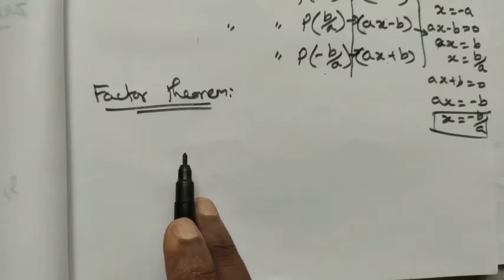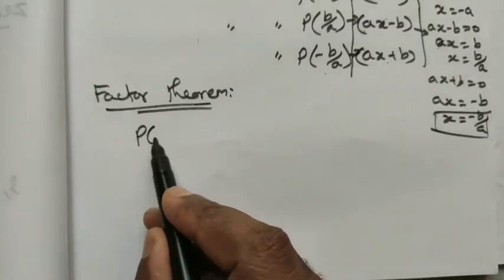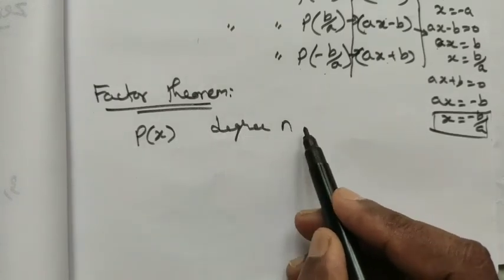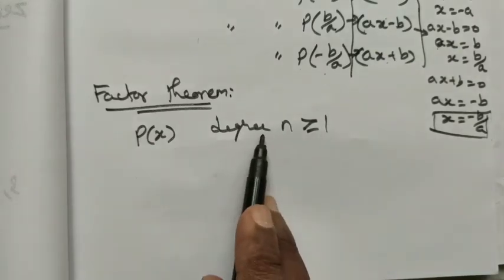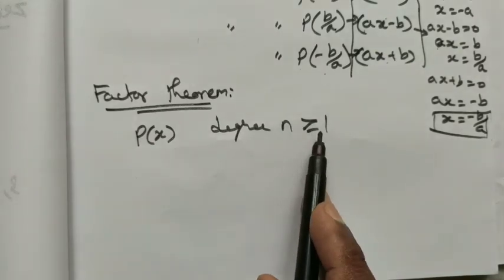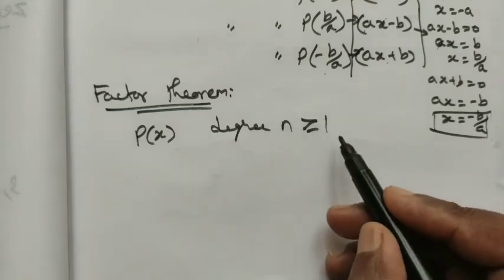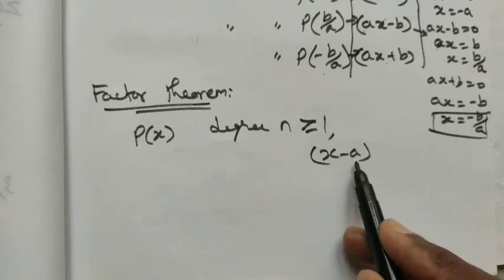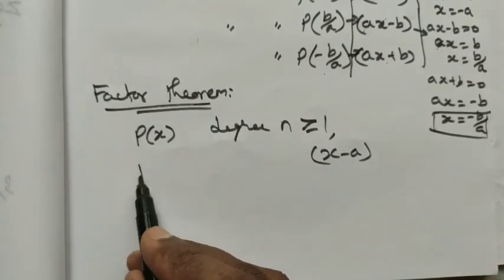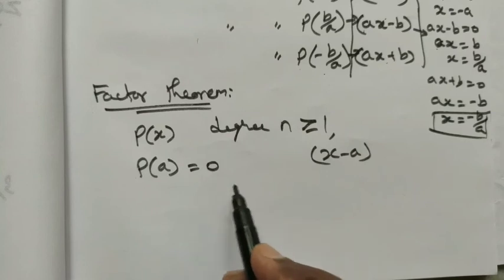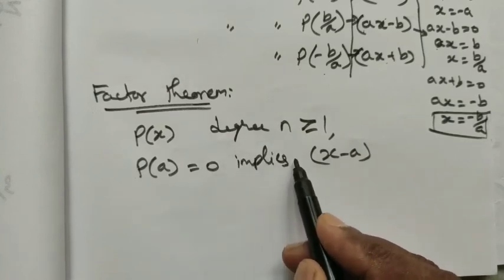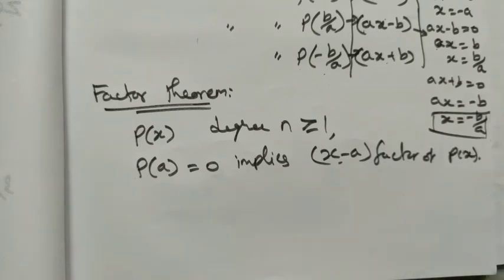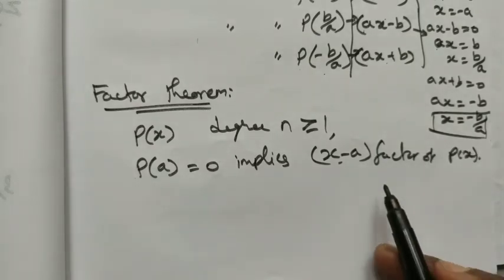Next we see the factor theorem. In the factor theorem also we have a polynomial p of x, and the degree of the polynomial, if we take it as n, is greater than or equal to 1. Then x minus a is a factor of this polynomial means p of a is equal to 0, which implies x minus a is a factor of p of x.